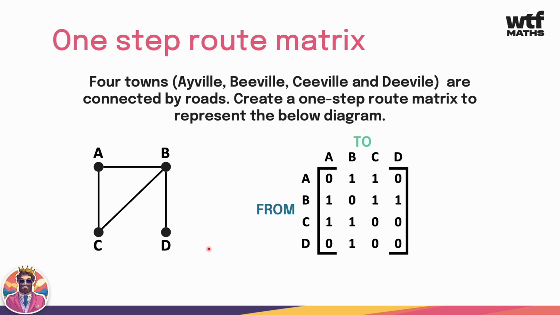And with a one-step route matrix, you have to take one step at least. So if you notice here, the diagonal, we call this the leading diagonal, is all zeros for this one-step route matrix because you have to step off the starting point, meaning you cannot finish at the same point. So that's why all those are 0 there.